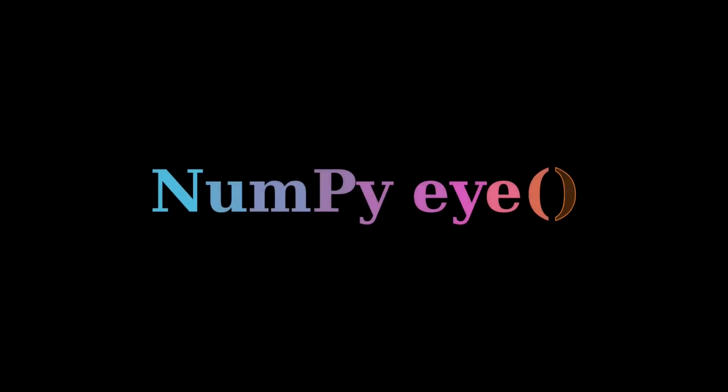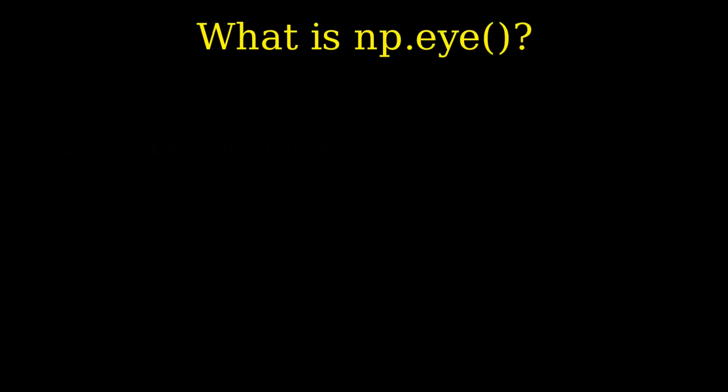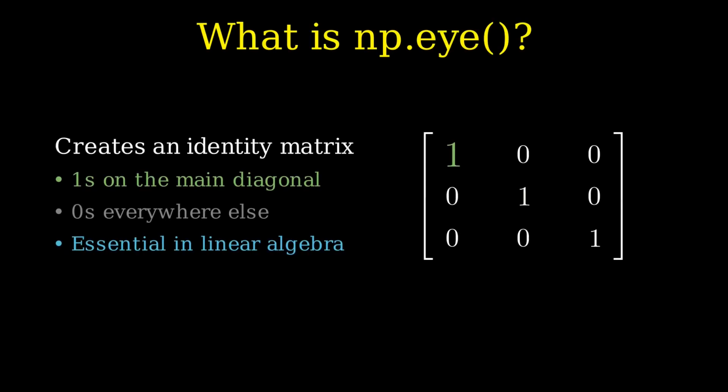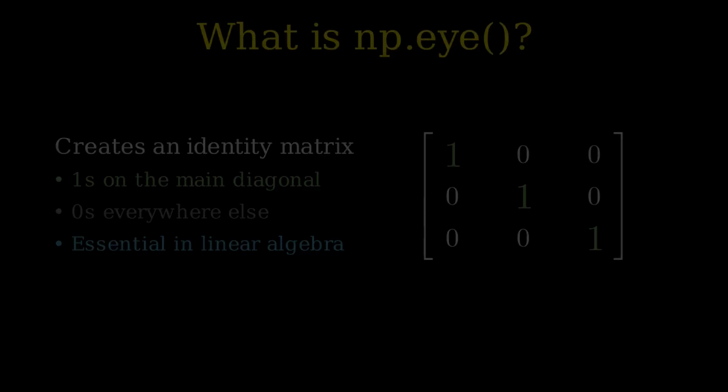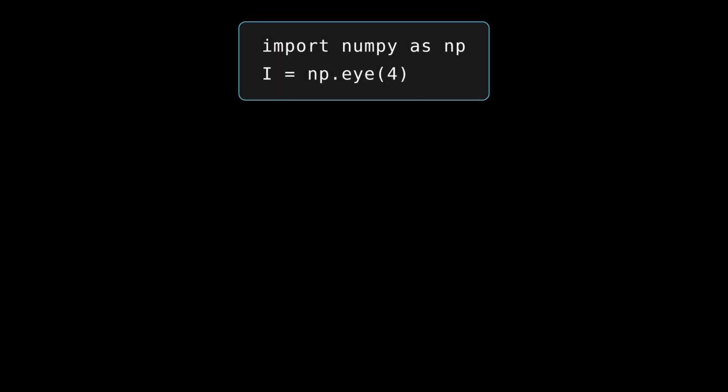Welcome to our deep dive into NumPy's eye function. The eye function creates identity matrices, special matrices with ones on the diagonal and zeros everywhere else. Let's start with a simple example, creating a 4x4 identity matrix using np.eye(4).